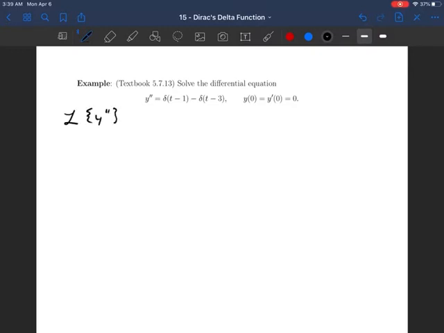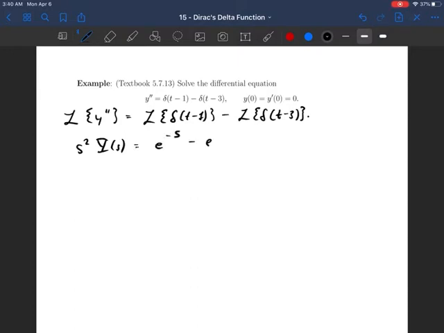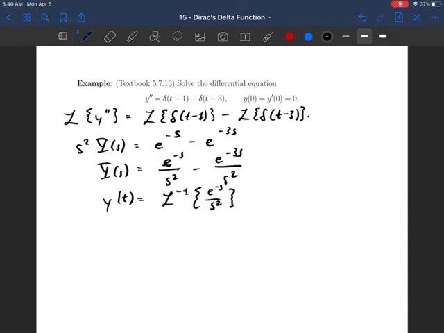So let's, again, just use our Laplace transforms to see what we can do. See what happens. So we apply the Laplace transform to this. We have y prime prime, and then on the other side, delta of t minus 1 and delta of t minus 3. All right, so s squared y of s. The other stuff is 0 because the initial conditions are 0, equals e to the minus s minus e to the minus 3s. And so y of s is equal to e to the minus s over s squared minus e to the minus 3s over s squared.